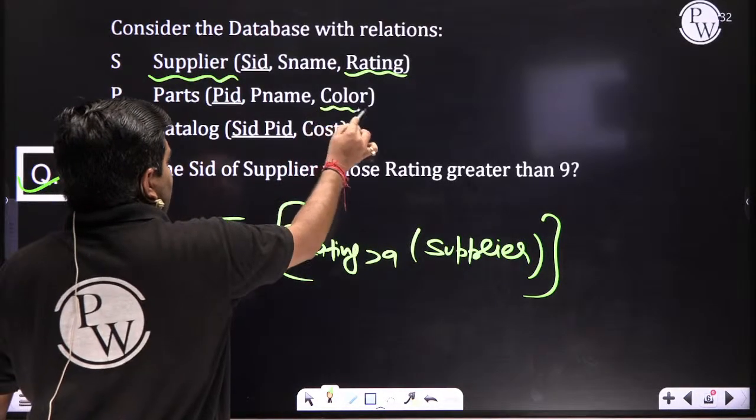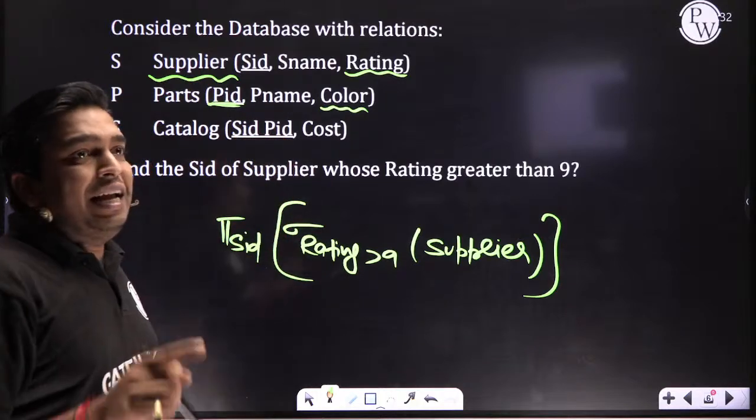Second, PID of red color parts. Color is available here and PID is present in the parts table. Then only one table is required.